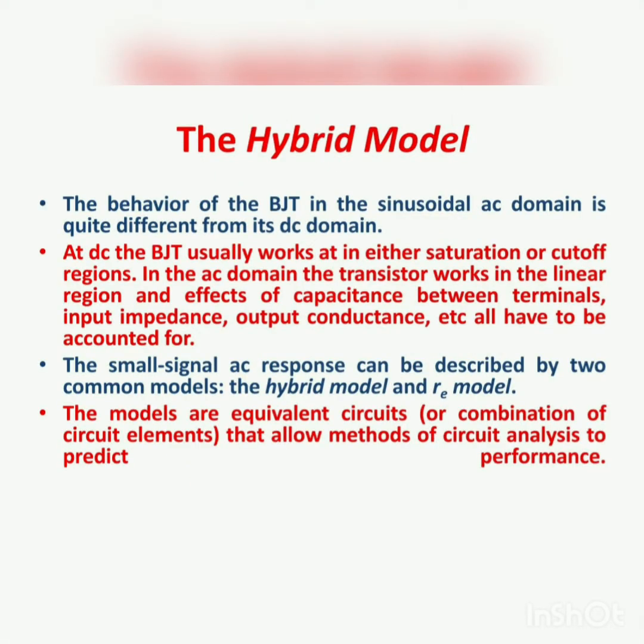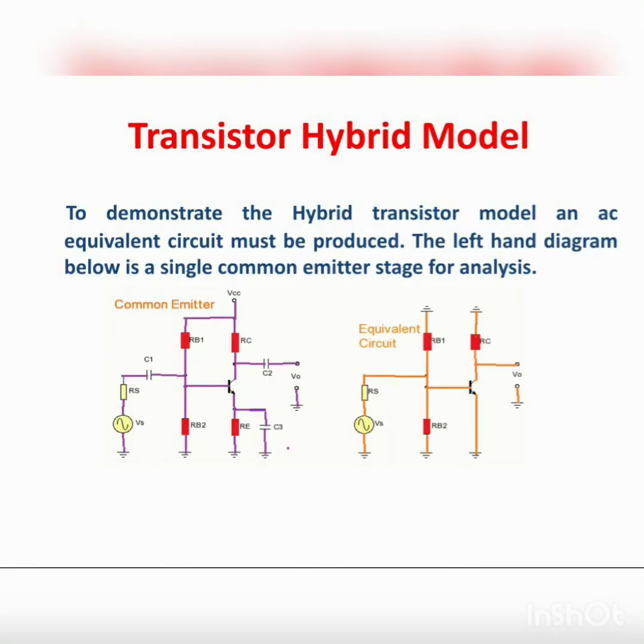We know that the hybrid model is used for AC analysis. I already discussed that the hybrid model and re model are the two methods used here, and what we are discussing is the hybrid model only. Using the hybrid model we can do small signal AC analysis, and for example we have taken a common emitter circuit. The first circuit is the common emitter circuit. The emitter is common to the input side as well as the output side, and in the equivalent circuit the capacitances are considered as short circuits, which bypass the flow.